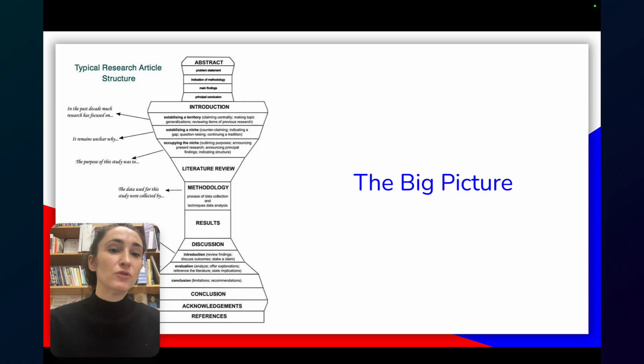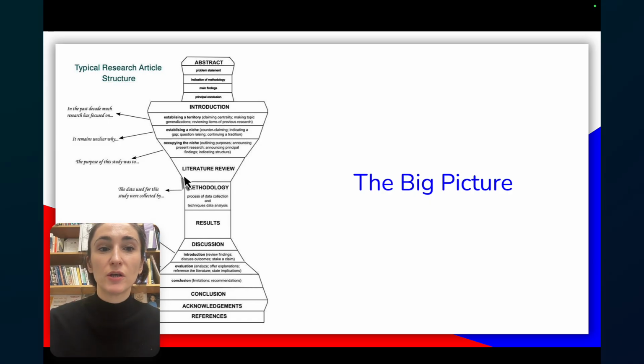So the big picture, this is a typical research article structure. You can see the abstract, which is like a one-paragraph summary of the whole paper. You have an introduction. I don't need you to write that just yet. You have a literature review, which is what we're focusing on this week and next week. You have methods, results, discussion, and conclusion, right? So this is just a general layout.